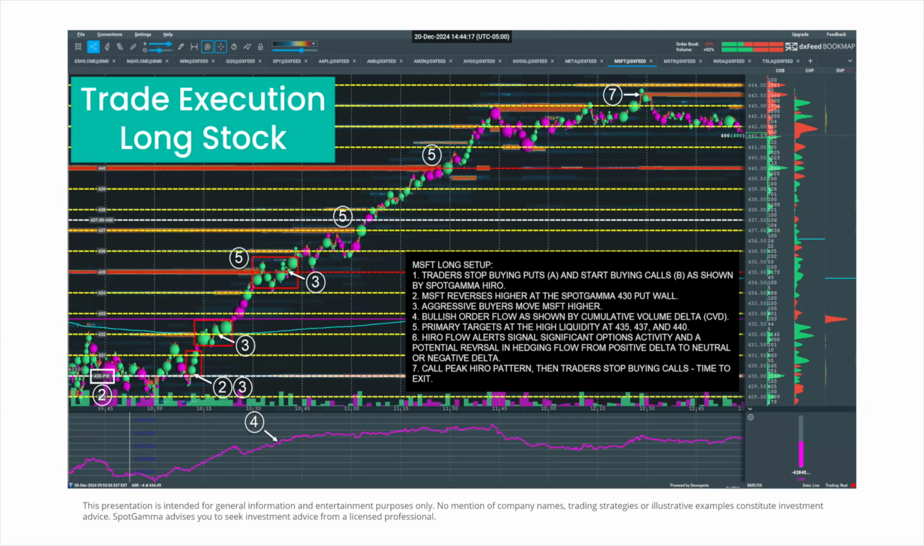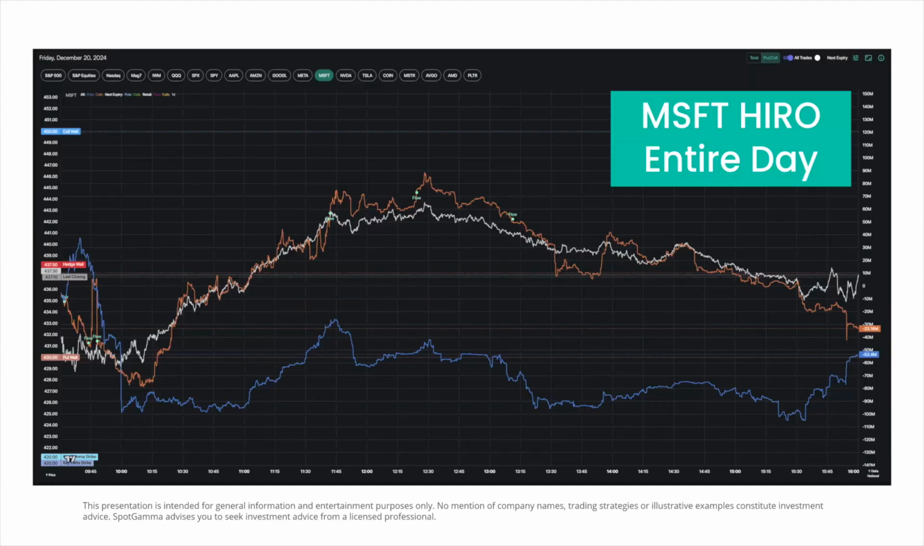There were several opportunities to enter long positions in the first 3 hours of trading. Potential entries are shown on the chart with label 3. The day played out as expected. Higher volatility with a bullish bias. The hedging flow for the entire day is shown on the HIRO chart, and the price action is shown on the next Bookmap chart.